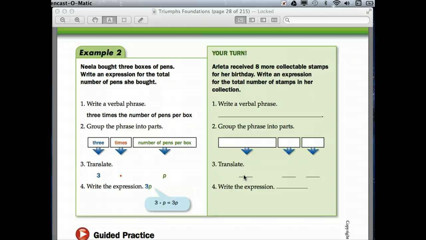You can use an N for number, you can use S for stamps. What is plus? What operation we're going to put here? Yeah, we're going to add, plus and the number 8. So when we write our expression, we're going to have N plus 8.